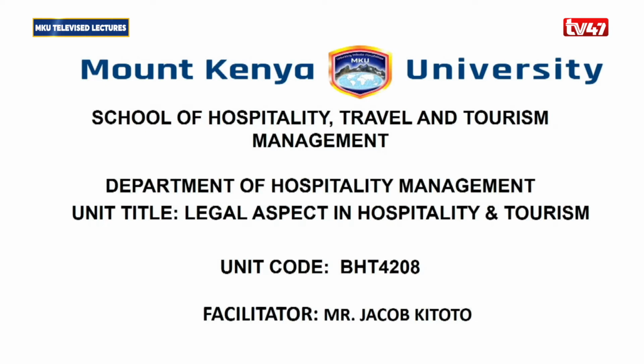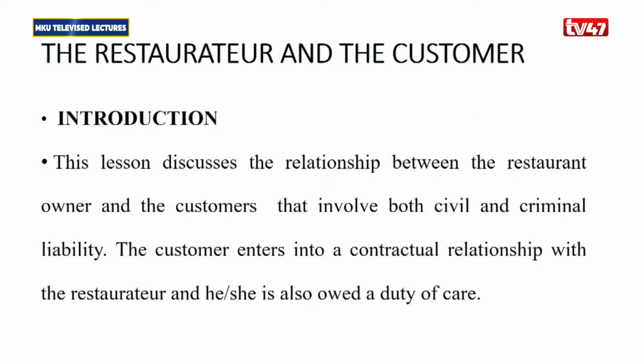The unit code is BHT4208. Our topic for today, we are going to look at the restaurateur and the customer. Now, we are going to look at the introduction, or discuss the relationship between the restaurant owner and the customer that involves both civil and criminal liability.